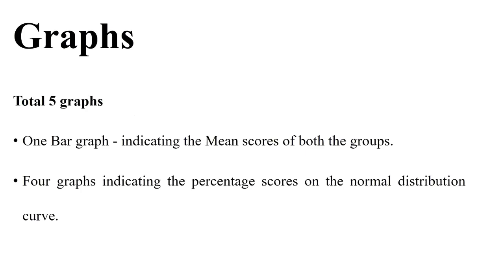Next thing after treatment of data is graphs. So we have drawn a total of 5 graphs and you have to attach all the 5 graphs over here. Out of the 5 graphs, 1 graph indicates the mean score of both the groups, and 4 graphs indicate the percentage scores on the normal distribution curve. So this was all about the third major topic, that is methods.